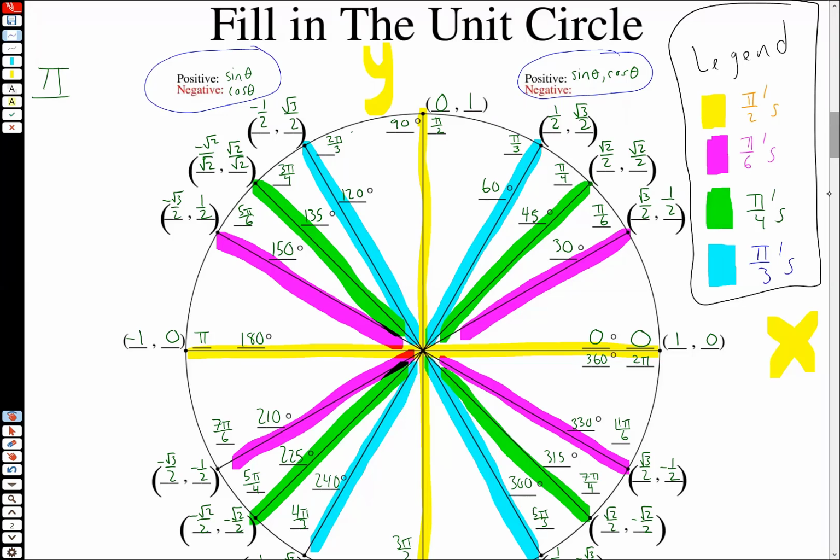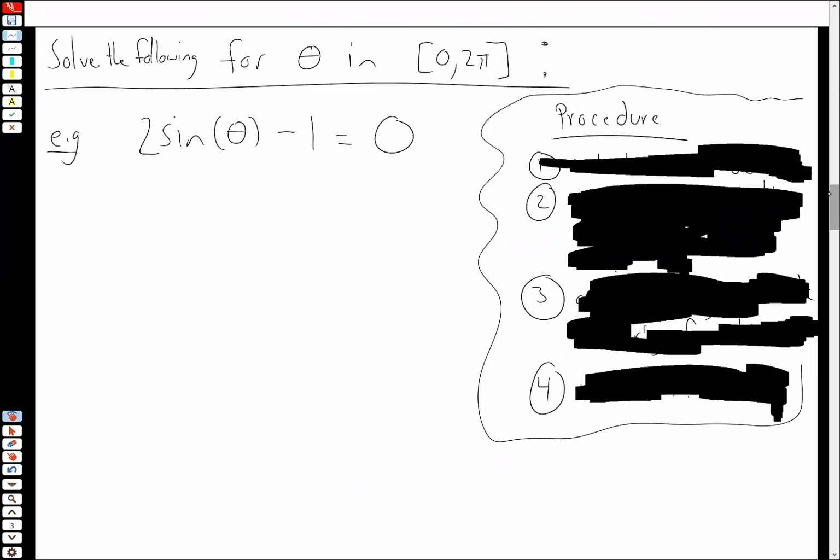All right, so we're going to do a couple of examples today. I have a procedure over here on the right, which I'll reveal as we do them. But what we're going to be doing is solving for theta in 0 to 2 pi. Now, this is telling us that whatever answers we come up with, they should be on the standard unit circle. One revolution around the unit circle. We don't want anything outside of that.